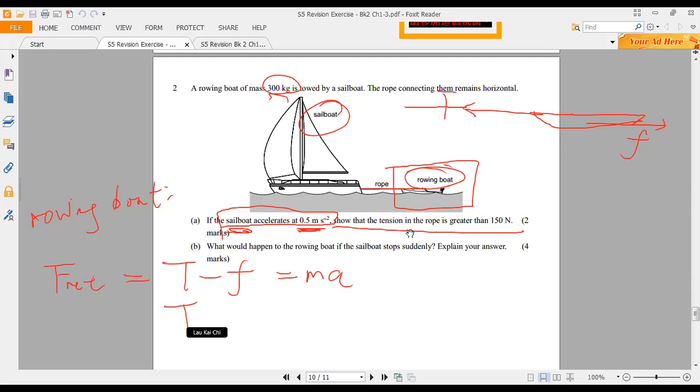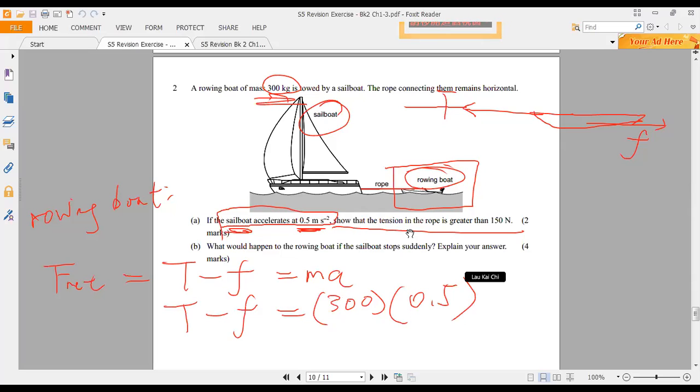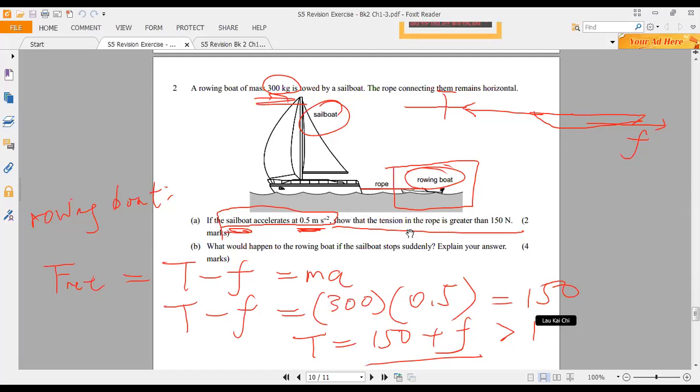So that tension minus F is equal to 300, given here, the rowing boat, times 0.5, which is equal to 150. So then the tension is equal to 150 plus water resistance. So you see that this value has to be larger than 150, right? So that's why you may conclude that the tension should be larger than 150 due to the water resistance. It's okay?